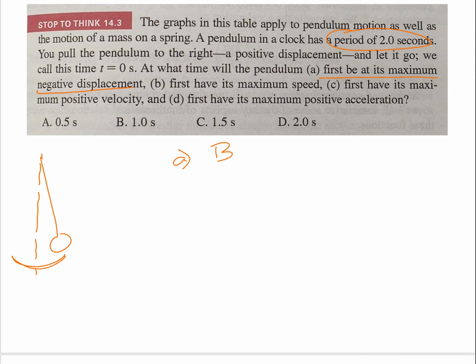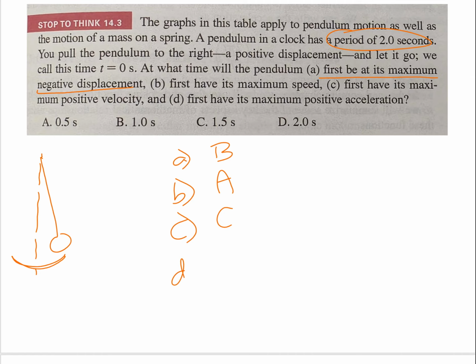Part B, when will it first have its maximum speed? Where does the maximum speed occur? At the equilibrium point. So what time will it first reach the equilibrium point? 0.5 seconds. Half a second, that's right. So that will be A for the answer there. Now part C, when will it first have its maximum positive velocity? It would still be at the equilibrium point, so that would be 1.5 seconds. Yep, good. We're on our way back to have a positive velocity, so that answer there is C.